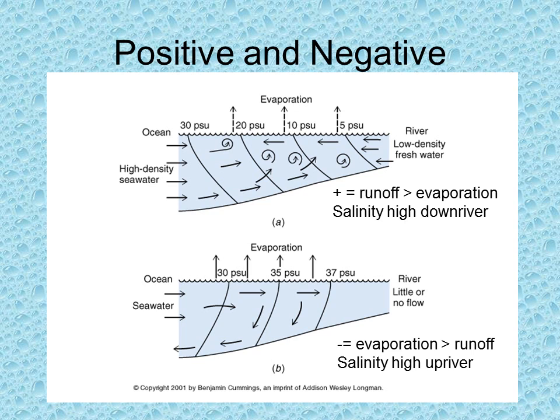Now you can have a negative estuary where the evaporation is greater than the runoff. And when that happens, you have a higher salinity upriver. So if things evaporate quickly on the surface, more salt is left in the water, so you have a higher salinity upriver. So you have these two types of estuaries out there, and if you think about how that's going to affect species distributions, it's going to be an obvious effect, because the species distributions are going to be affected by the salinity that may be present in those habitats. And if you can handle the salinity, you're fine. But if you can't handle it, you're going to want to move away from those habitats. So you have positive and negative estuaries.